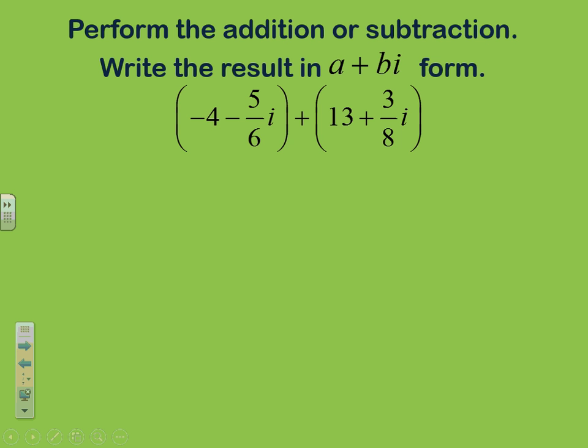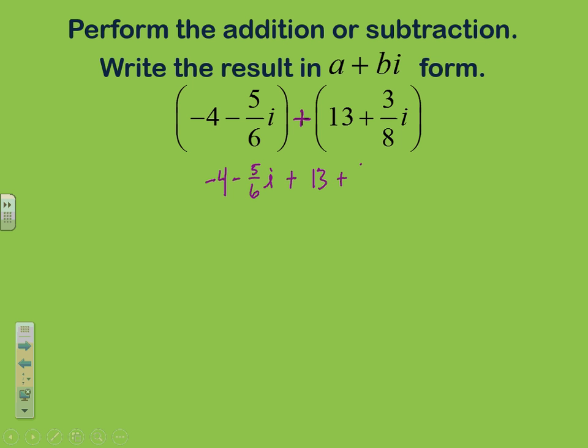So let's go ahead and rewrite the problem. Since we have a plus operation in between the two parentheses, we're just distributing positive ones everywhere, and positive one never changes anything. So we're going to just rewrite the problem minus the parentheses.